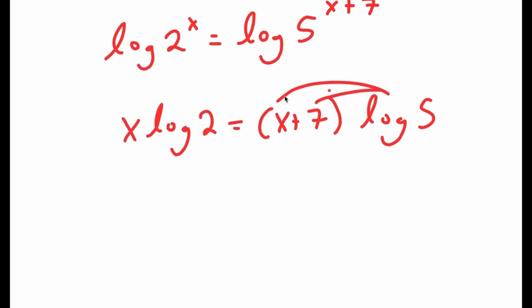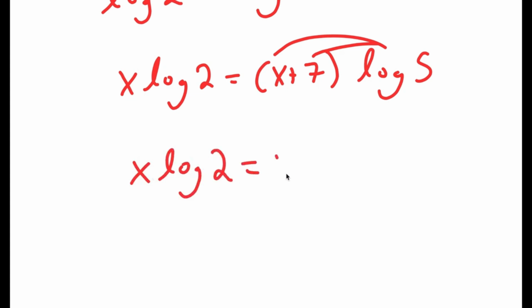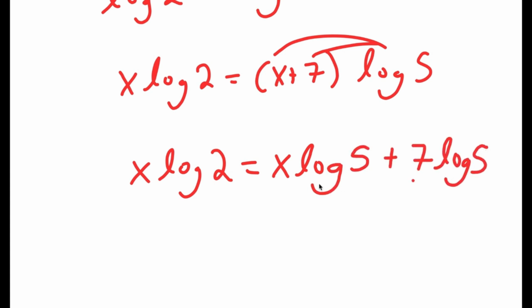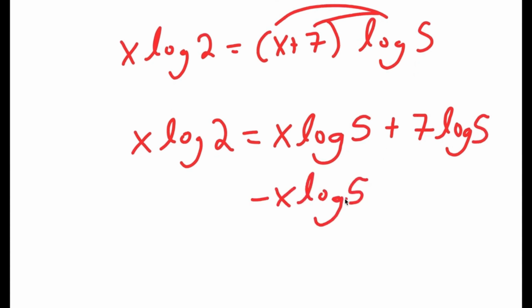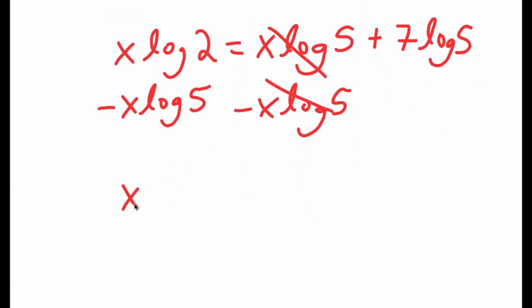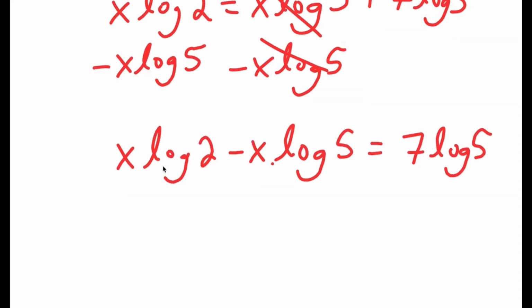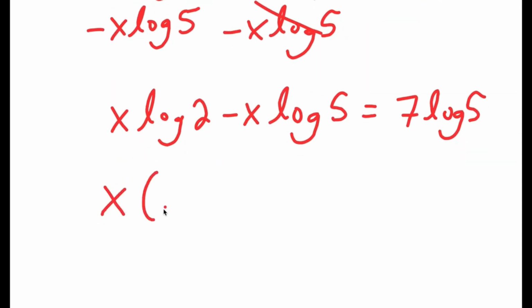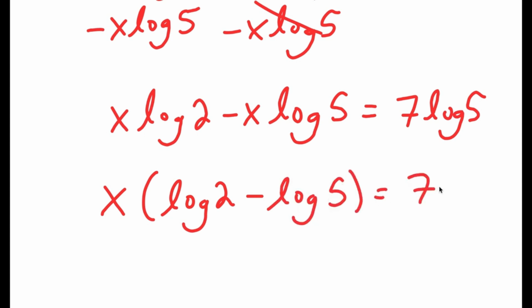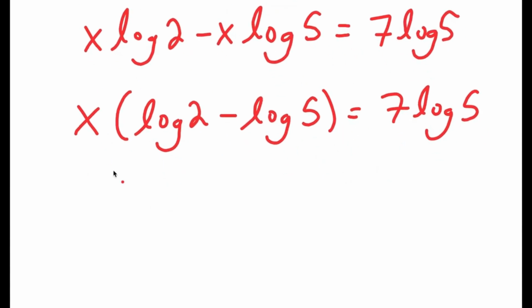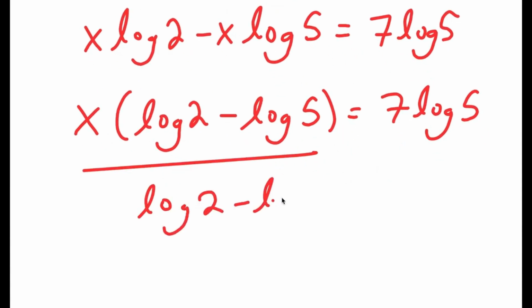And now if I distribute the log 5, I get x times log 2 is equal to x times log 5 plus 7 times log 5. Now if I subtract x times log 5 on both sides, these two cancel out and I get x times log 2 minus x times log 5 is equal to 7 times log 5. Now I can factor out x, so I get x times log 2 minus log 5 is equal to 7 times log 5. And divide log 2 minus log 5 on both sides.